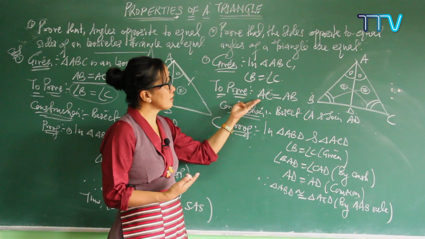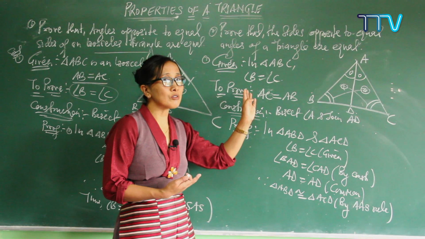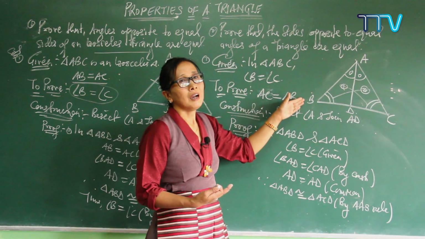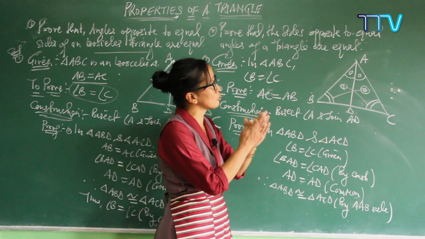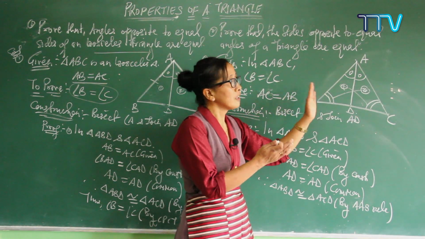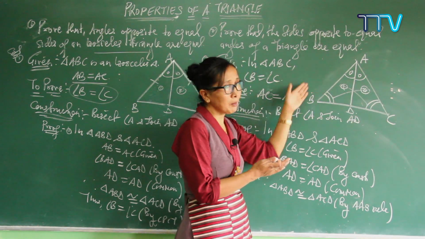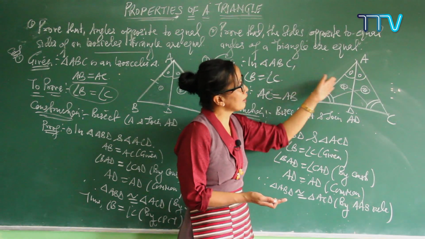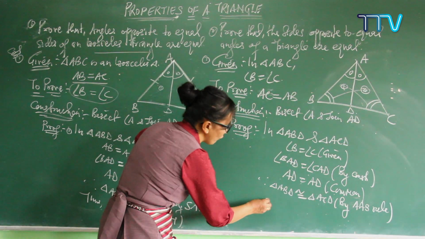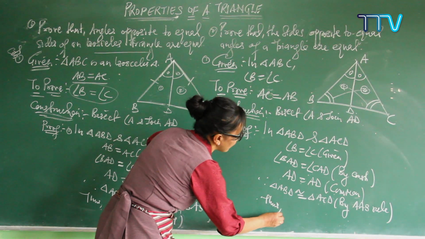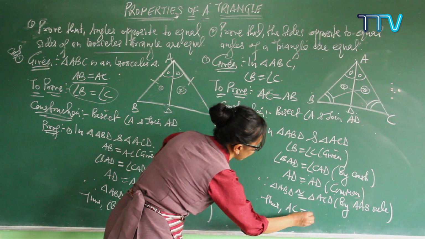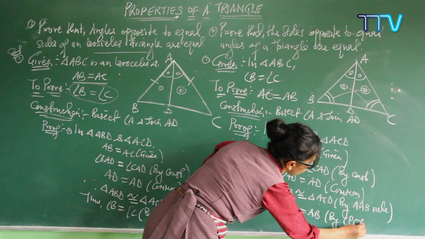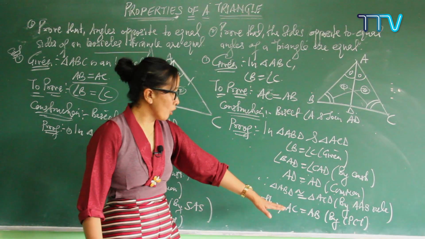Okay, what is your question? AC and AB. Is AC corresponding to AB? Let's check here. When I overlap these two, when I fold these triangles, can we get AC on top of AB? Yes, exactly. AC is coming on top of AB, so these two are corresponding sides. Okay, so therefore AC is exactly equal to AB by CPCT. The reason you can give in this way, by CPCT, you got this answer.